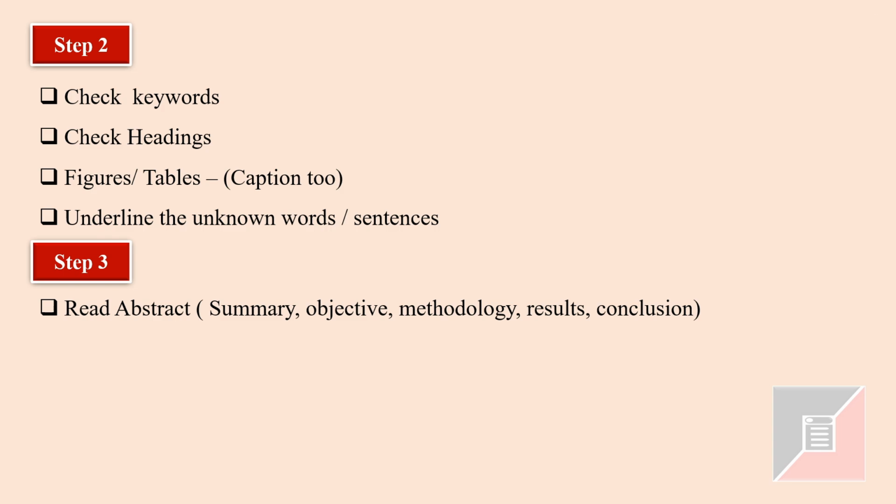In step 2, check the keywords. Below the abstract there will be keywords. Check whether they are relevant to your work, and go through the article fully, each heading, whether it is relevant. Sometimes most of an article may not be helpful for our research work, but a single heading may be helpful. So go through all the headings, and go through all the figures and tables.